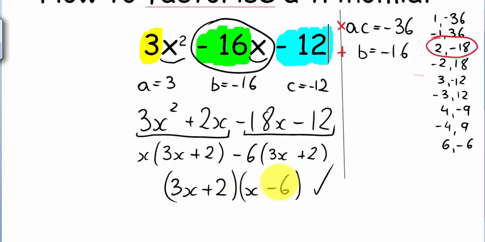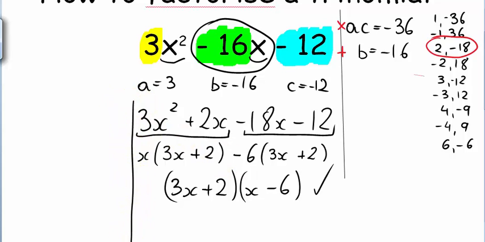You'll see that you get 3x squared minus 16x minus 12 in the end. Some of you might be wondering why I put plus 2x minus 18x and not the other way around. What would happen with these factorizations if I put minus 18x first and then plus 2x later?